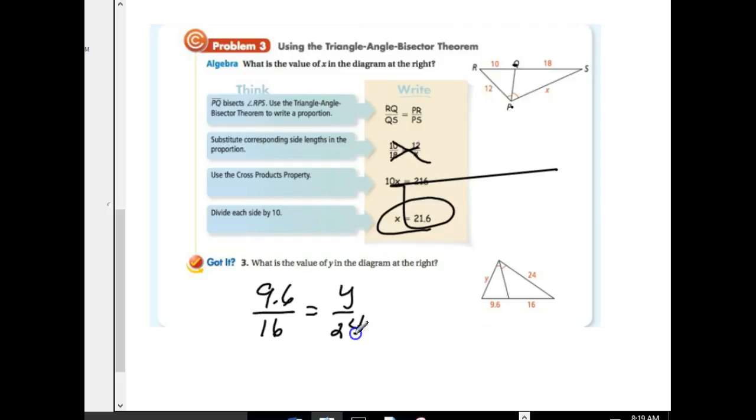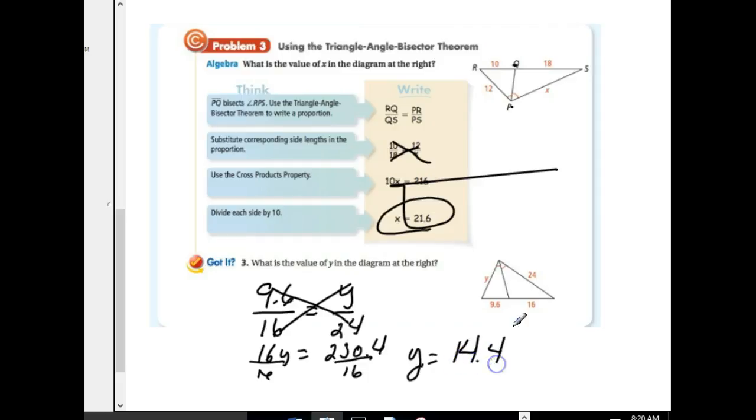When you cross multiply here, this way and this way, you're going to get that 16y, and then 9.6 times 24 ends up being 230.4. If I then divide both sides by 16 here, I end up with y equals 14.4. So they don't all have to come out perfect. This is just an example of that, and of even actually the example 3 above didn't come out even either.